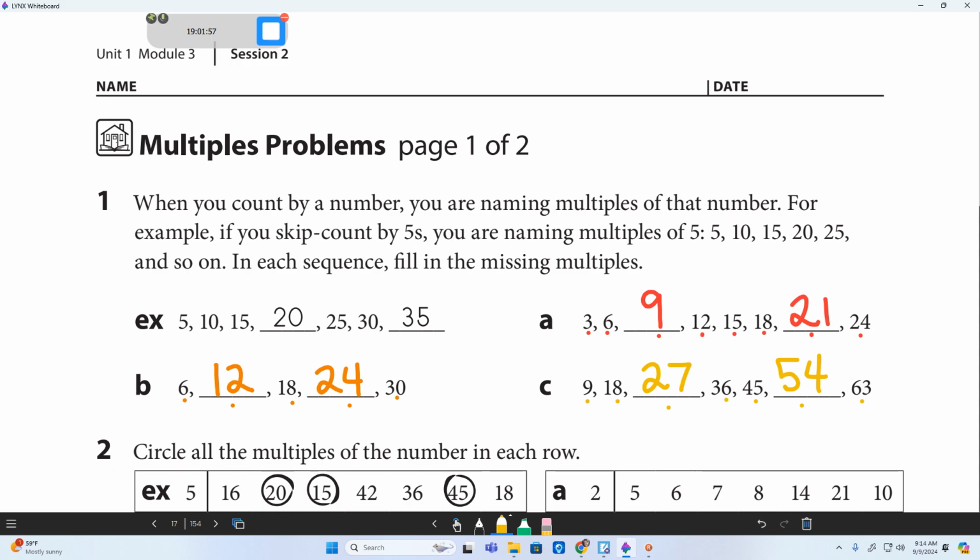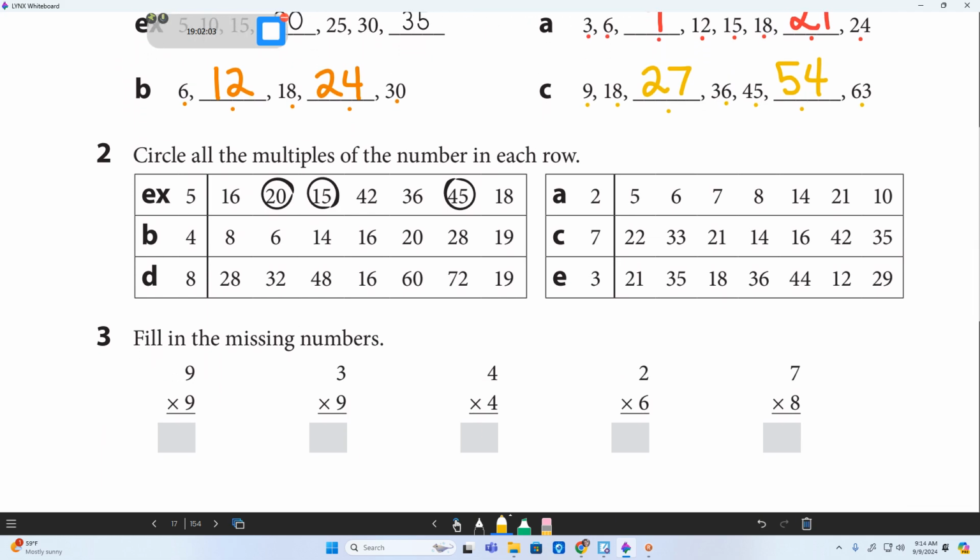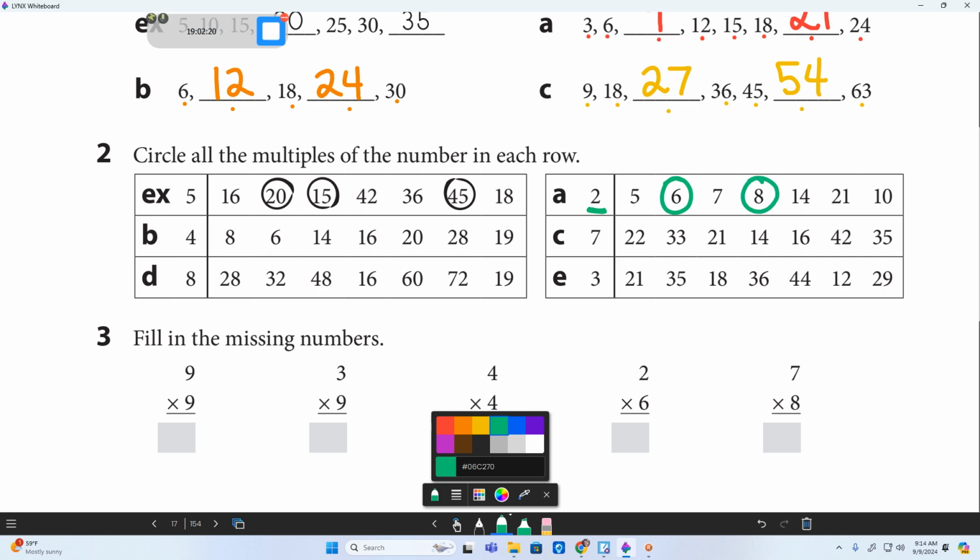All right, number 2, circle all the multiples of the number in each row. So some of them are not multiples of the number at the beginning, so we just have to find the ones that are multiples. All right, letter A is kind of right next door. So we're finding multiples of 2. And of course, they're all going to be even numbers, right? 2 times 3 will give me that. 2 times 4. Ooh, here's 2 times 7. Oh, here's 2 times 5. Notice that they're all even.